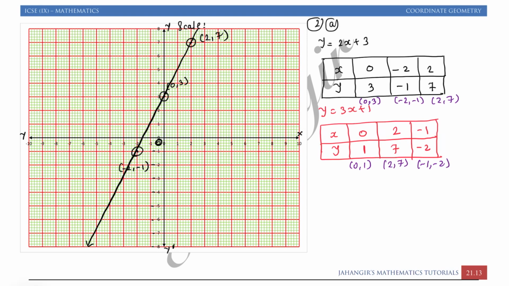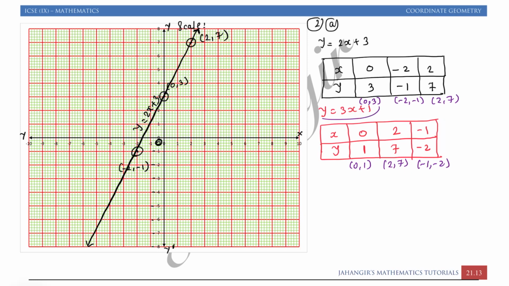Just draw arrows and write the equation y is equal to 2x plus 3. Now the second equation you have to draw on the same graph paper because one question has two equations. So both equations should be drawn on the single graph paper.